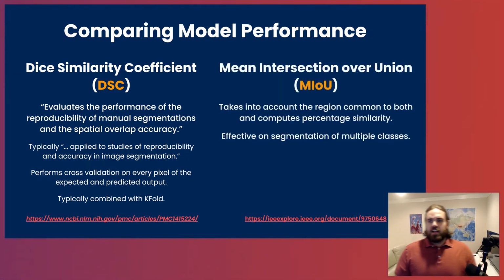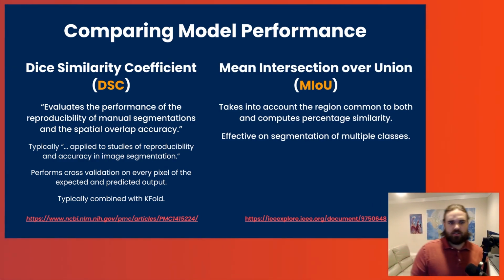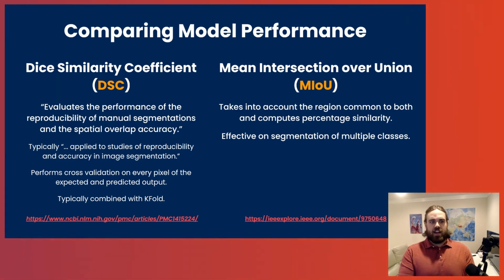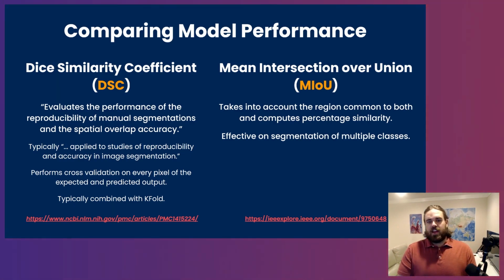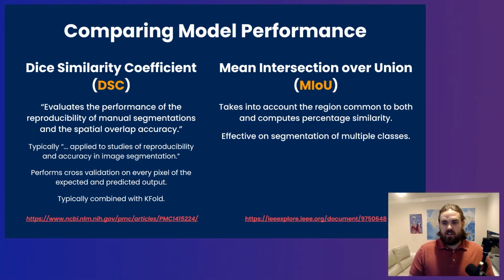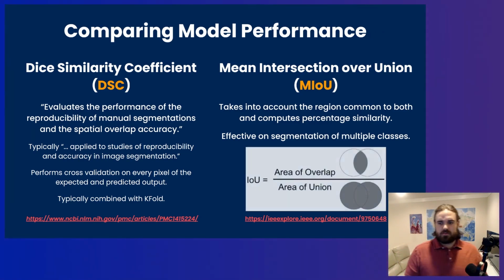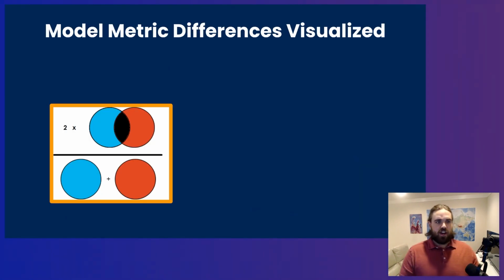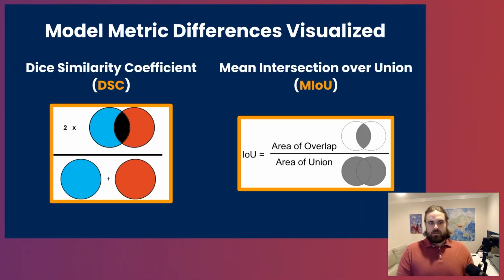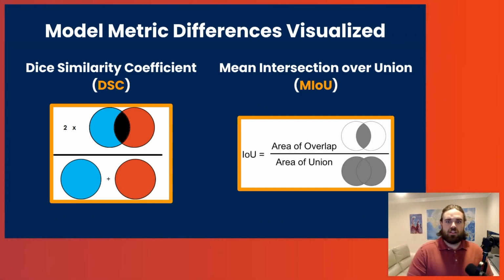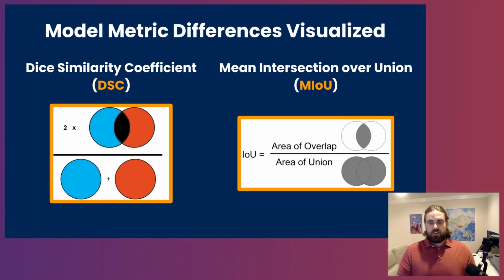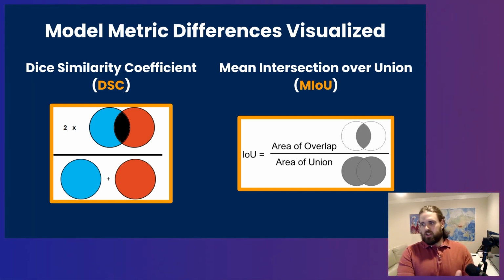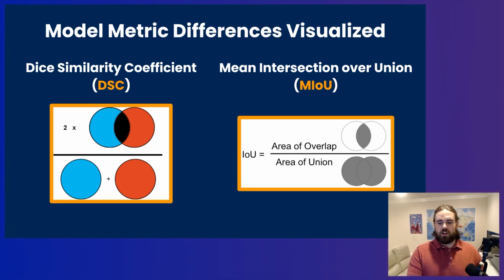The second one is mean intersection over union. This takes into account the region common to both and computes the percentage similarity, which is a little different because it doesn't take into account the similarity of the actual classes themselves. This is extremely effective on segmentations with multiple classes. So this is just a visualization of what it looks like. I also provide a visualization of the Dice similarity coefficient. As you can see, the Dice similarity coefficient is a little bit different from mean intersection over union. It is a different score, and it does provide a slightly more accurate score. However, it is harder to compute.